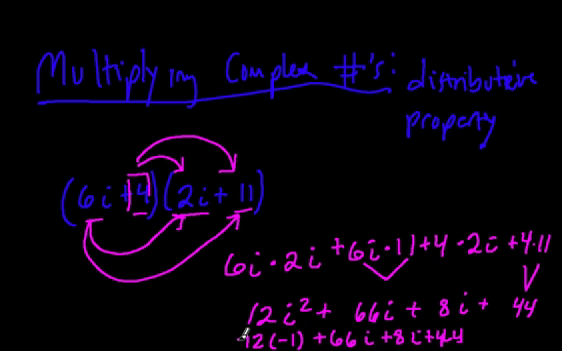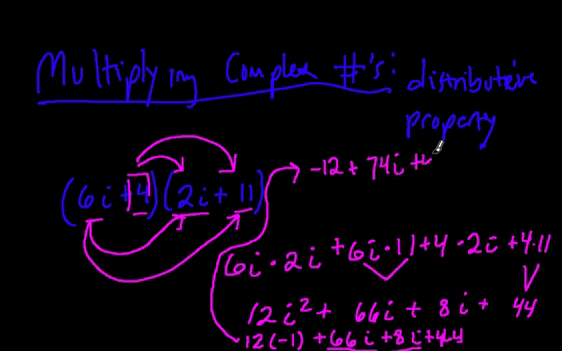And I'm running out of room, of course, but I'll go up here. 12 times negative 1 is negative 12. And we can combine 66i and 8i to get 74i, I believe. Yep, 74i plus 44. We keep going. I can combine 44 and negative 12 to get 32. So my final answer here would be 74i plus 32.